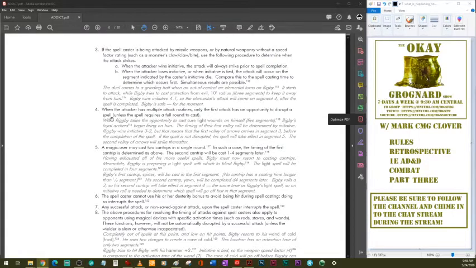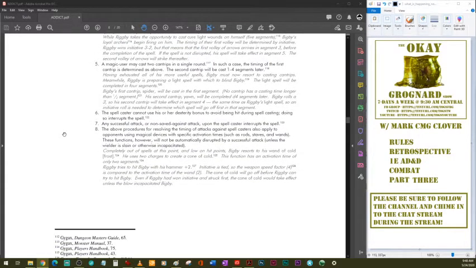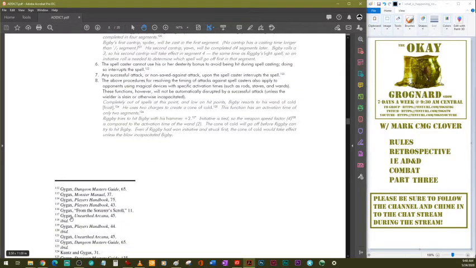Number 5. A magic user may cast 2 cantrips in a single round. Now this, let's be clear, is footnoted at 117 Gygax Unearthed Arcana, page 45.